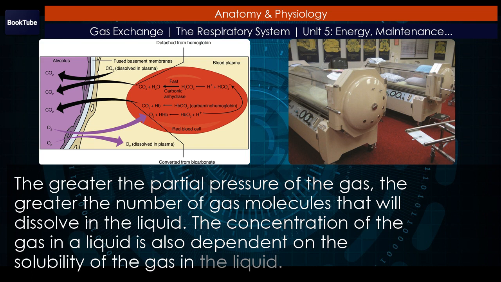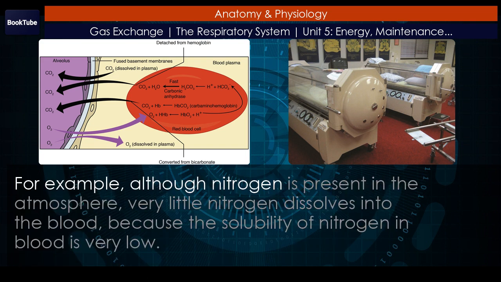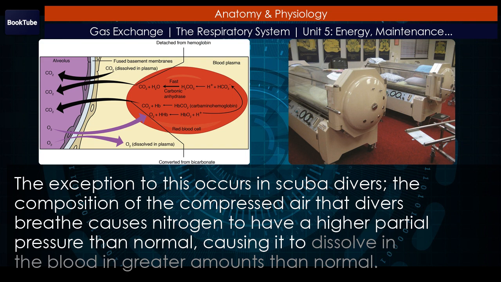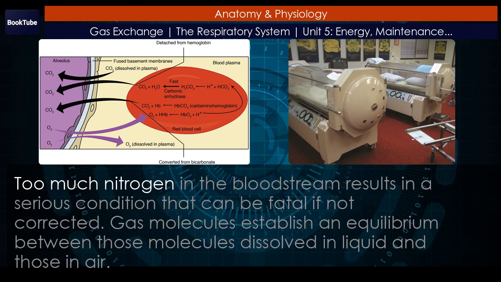The concentration of the gas in a liquid is also dependent on the solubility of the gas in the liquid. For example, although nitrogen is present in the atmosphere, very little nitrogen dissolves into the blood, because the solubility of nitrogen in blood is very low. The exception to this occurs in scuba divers. The composition of the compressed air that divers breathe causes nitrogen to have a higher partial pressure than normal, causing it to dissolve in the blood in greater amounts than normal. Too much nitrogen in the bloodstream results in a serious condition that can be fatal if not corrected.